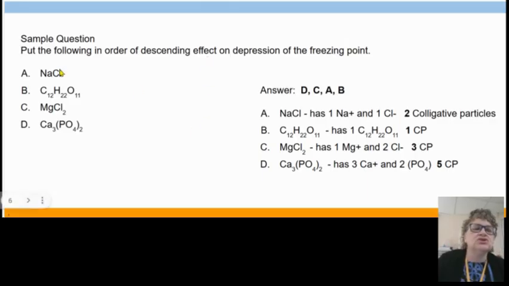Let's break these down, A, B, C, and D, into how many particles are there. Sodium chloride, we've talked about that a few times. It has one sodium positive and one chlorine minus. That's 2 colligative particles. Sugar, C12H22O11, you can't break that apart. That's a covalent bond. So it has 1. That means there is 1 colligative particle.